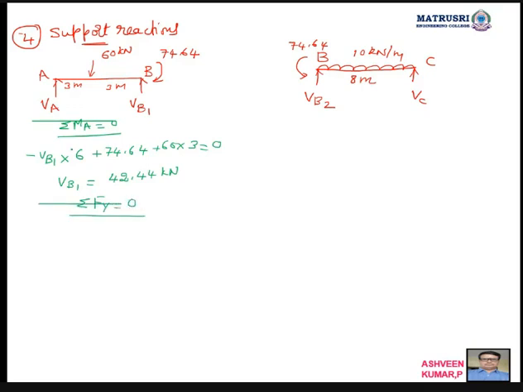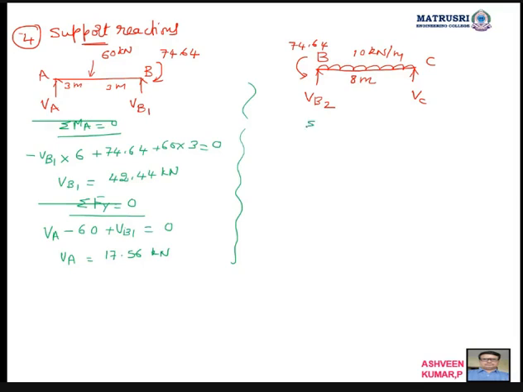Similarly, I will go for sigma Fy equal to 0. What is sigma Fy? VA minus 60 plus VB1 is equal to 0. If you substitute VB1, you will get the value of VA. So VA I got as 17.56 kilonewton. So this is over. Then I'll come to this side now, this span.